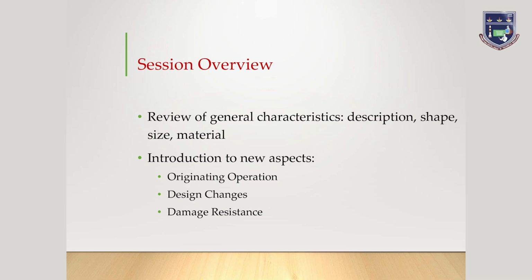Hello everyone. In our previous session, we explored the general characteristics of a workpiece which must be analyzed before initiating the manufacturing process. We have also discussed three fundamental aspects of workpiece characteristics, such as general description, shape and size of the workpiece, and material selection. Now we are ready to move to the next key considerations in manufacturing planning, that is, originating operations, recorded changes in design, and resistance to damage in processing in this session.